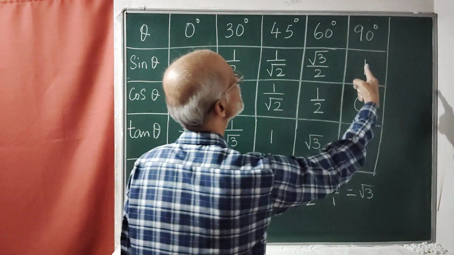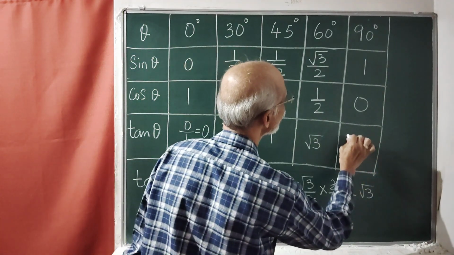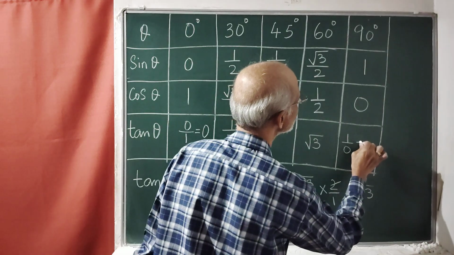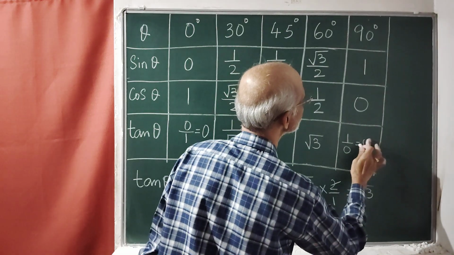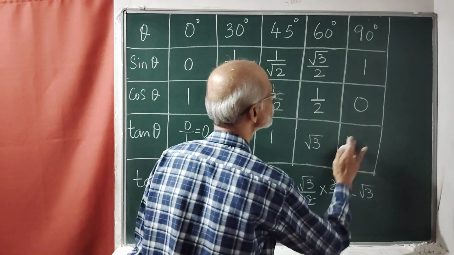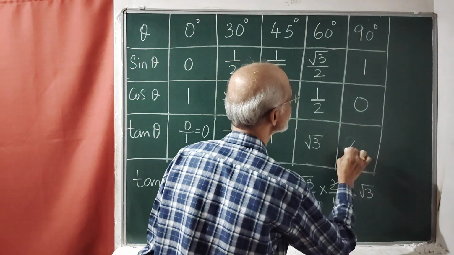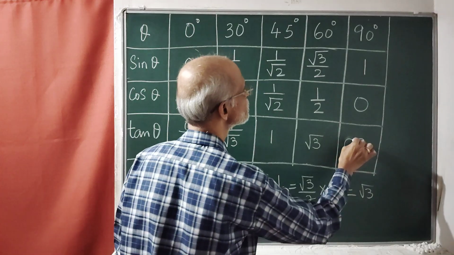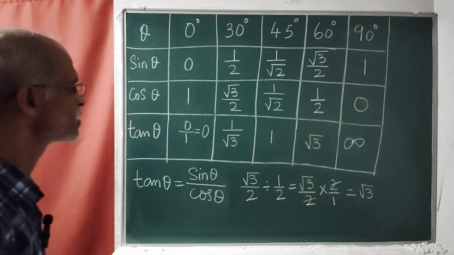Tan 90 means 1 divided by 0. 1 divided by 0 is nothing but it is not defined. So write it not defined.